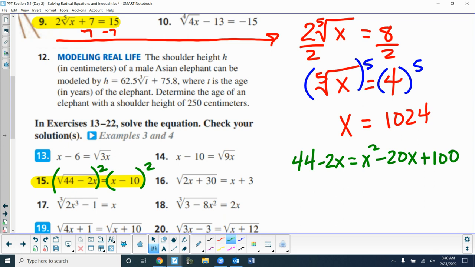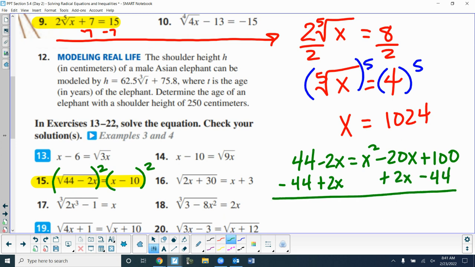Okay? So since it's a quadratic now, I got to set it equal to what? 0, right? So I got to subtract the 44 and add the 2x, right? So I got 0 equals x squared minus 18x plus 56. Are there factors of 56 that add up to negative 18?